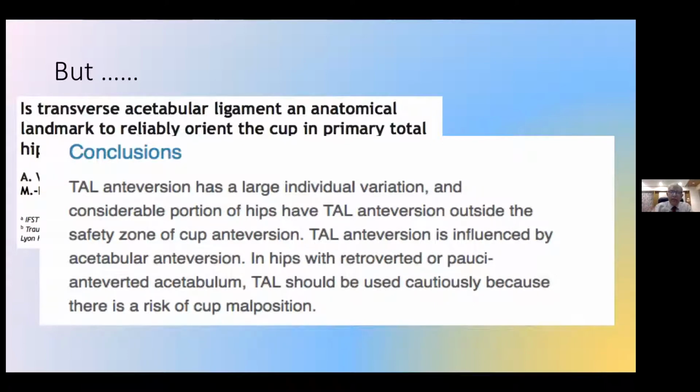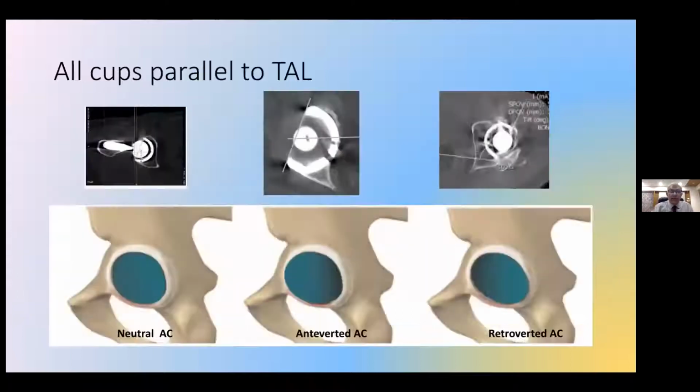The TAL anteversion has a large individual variation because your acetabulum has got large variation, and because the TAL anteversion can be outside the safety zone of cup anteversion. So you have to keep in mind how your acetabular cup is oriented. Accordingly, your TAL will be oriented. So you have to be careful about this when you do the cup placement.